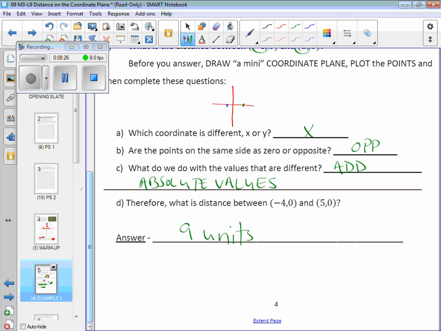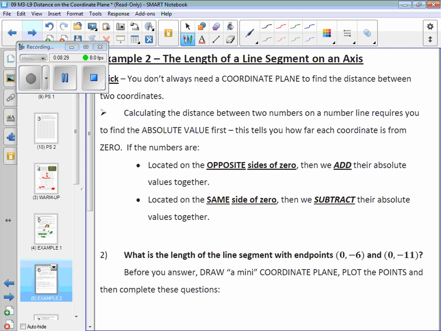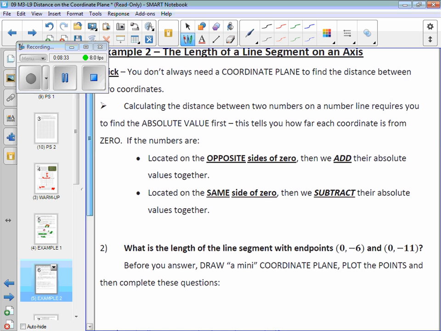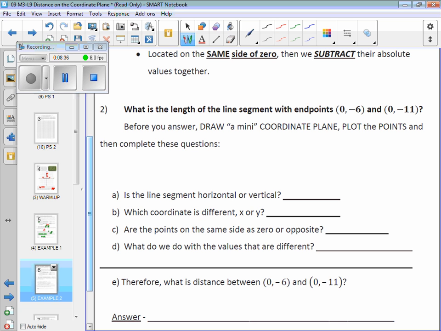Okay? Let's try another one. Same rules. Same steps, but I add this in here just so I want you to know the difference between vertical and horizontal. Make a mini coordinate plane. And again, I'll call somebody up to put them both in approximately where they would be. All right, Mikey, come on up. And 0, -11. Looks good. You want to stay up there and keep going?